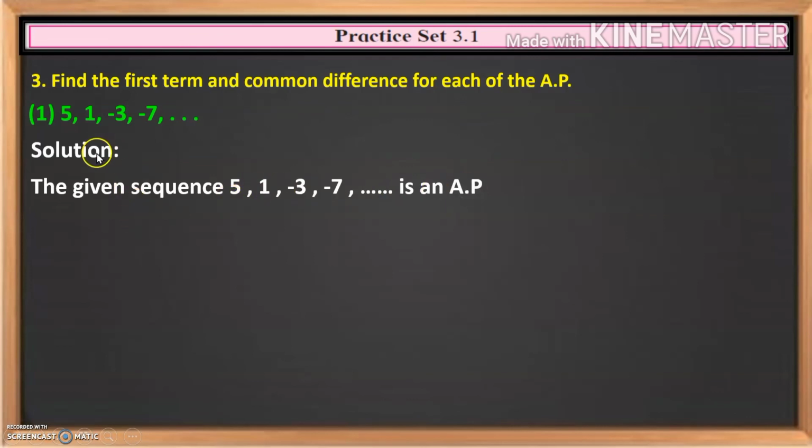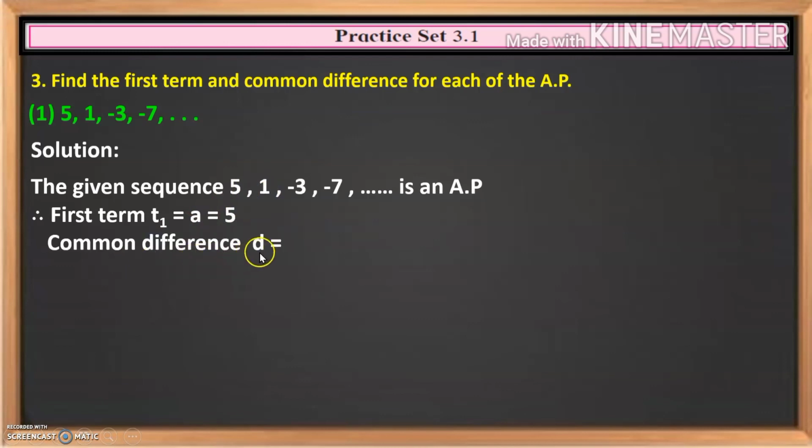If it was not an AP, you have to first find out whether it's an AP, but we know that it's an AP, so we can directly write, therefore the first term T1 is equal to A equal to 5, and for the common difference you take any 2 terms and find it. Common difference will be D equal to T2 minus T1 equal to 1 minus 5, that is 1 minus 5 equal to minus 4.